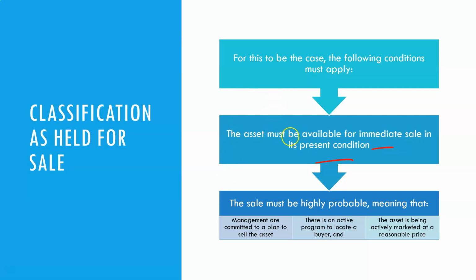So anyway, the asset must be available for immediate sale in its present condition, and the sale must be highly probable, meaning that management are committed to a plan to sell the asset. There is an active program to locate a buyer, and the asset is being actively marketed at a reasonable price.